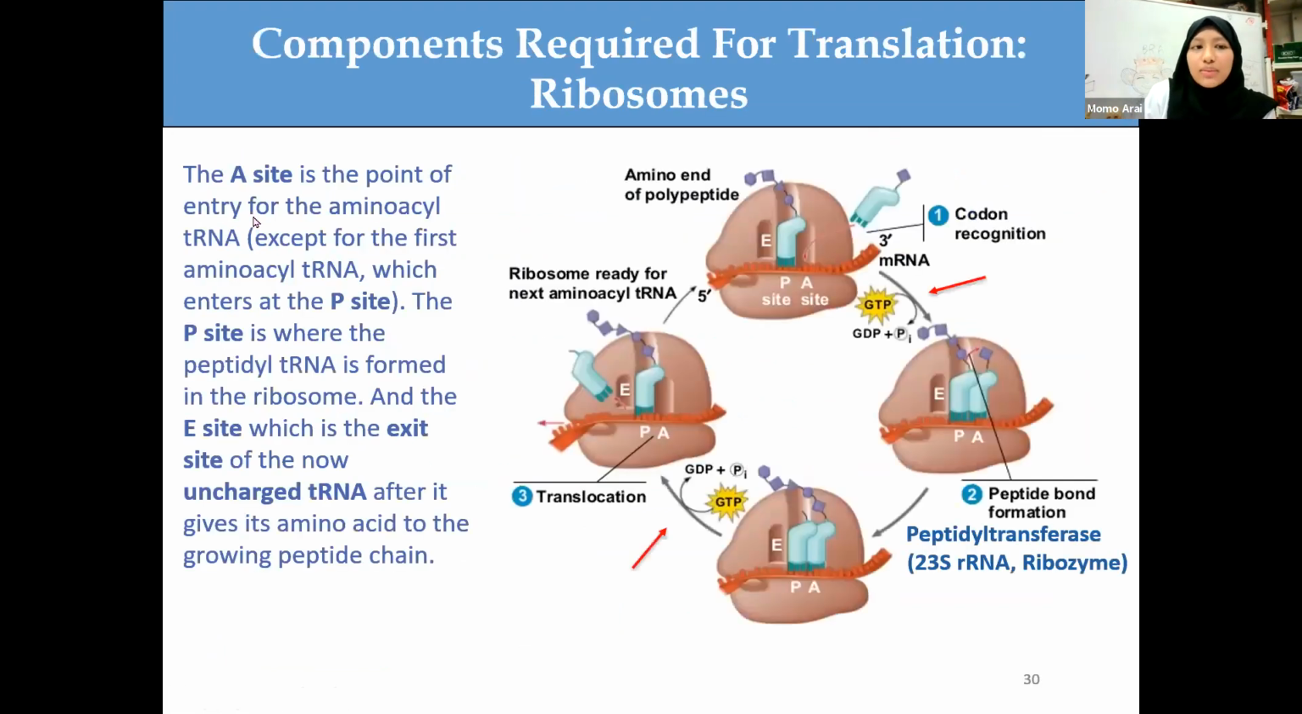So now I'll explain the process of translation. And it's important not to confuse that with transcription, because transcription is something else. Translation makes the protein from that code in mRNA. So let's start with initiation.